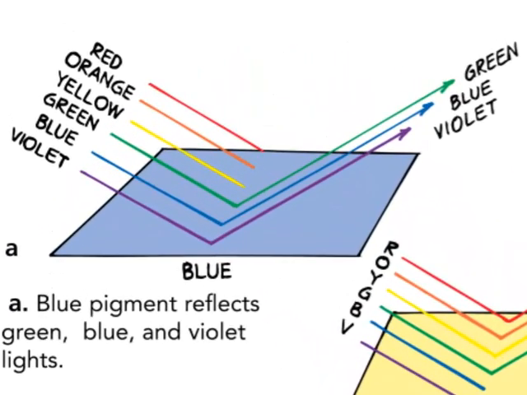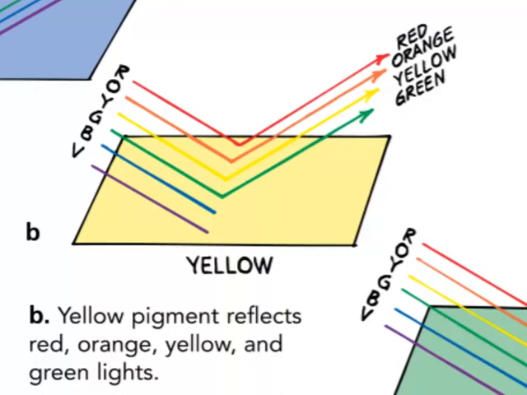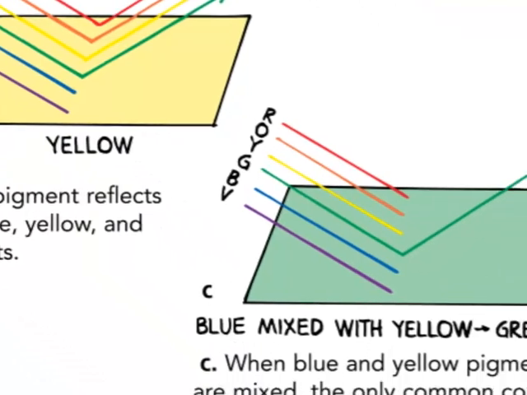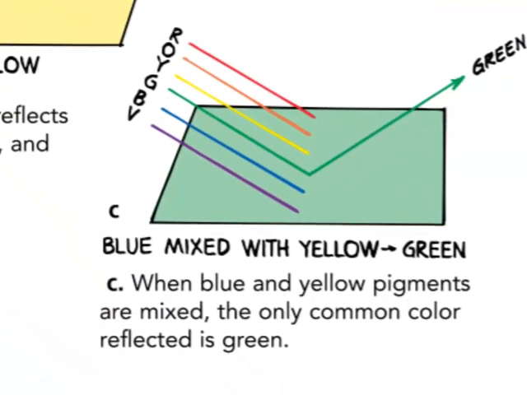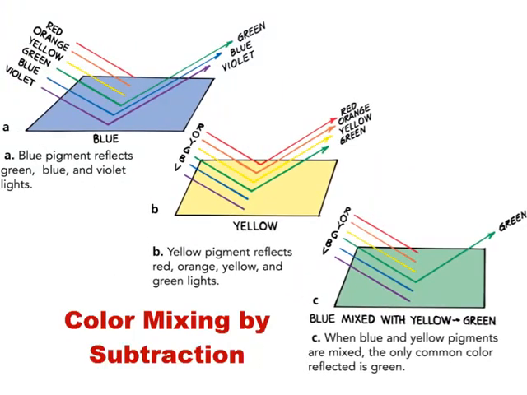Blue paint, for example, reflects mostly blue light, but also violet and green. It absorbs red, orange, and yellow light. Yellow paint reflects mostly yellow light, but also red, orange, and green. It absorbs blue and violet light. When blue and yellow paints are mixed, then between them they absorb all the colors except green. This process is called color mixing by subtraction.